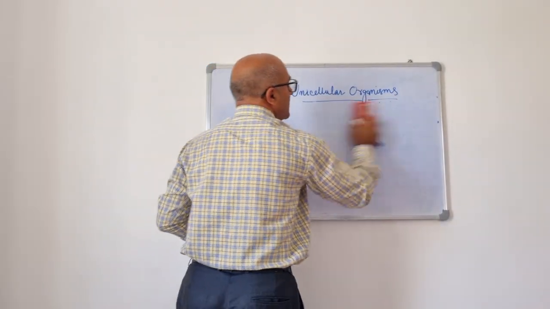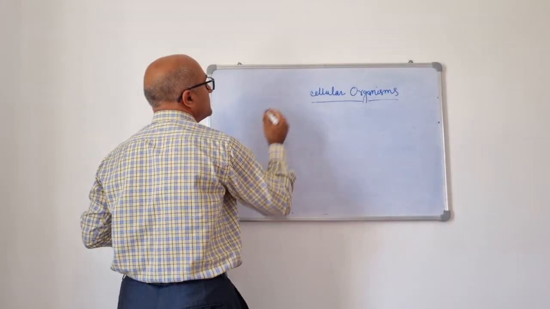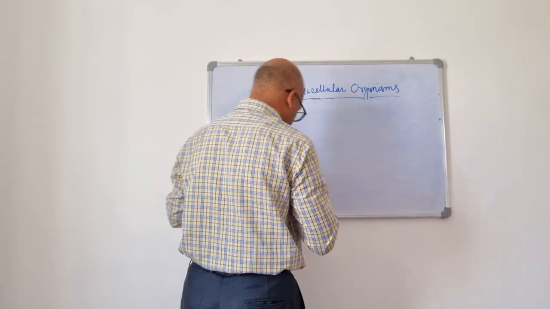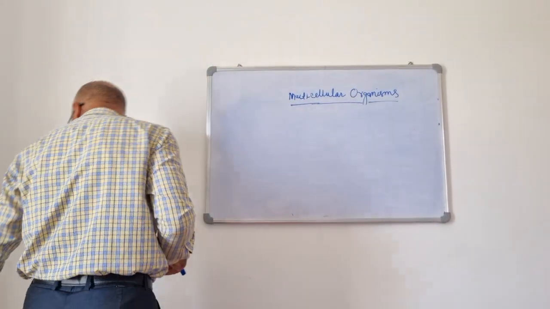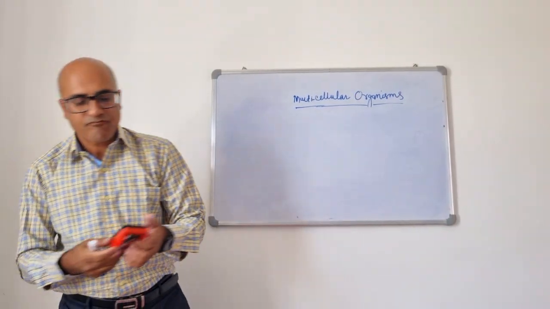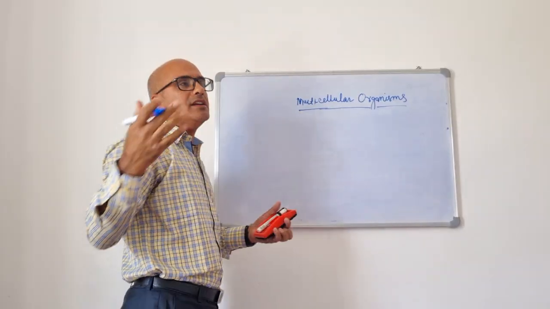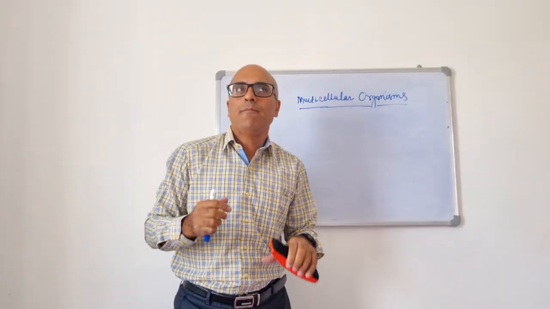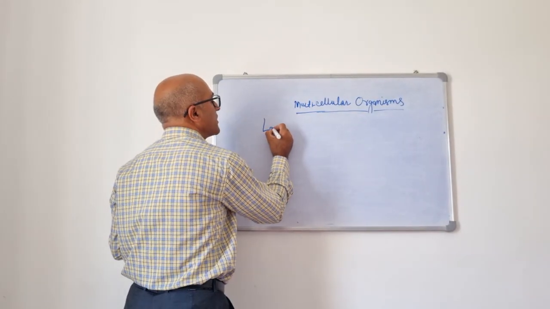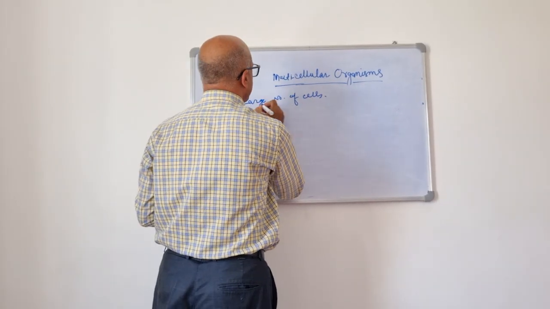Now we will have an insight into multicellular organisms. About multicellular organisms, we know the multi means many. That means these organisms are made up of many cells. Here we'll say not many, but we'll say large number of cells.